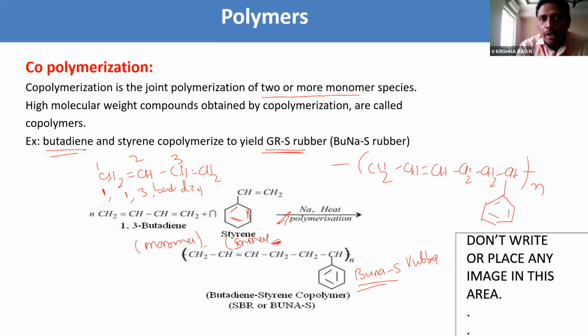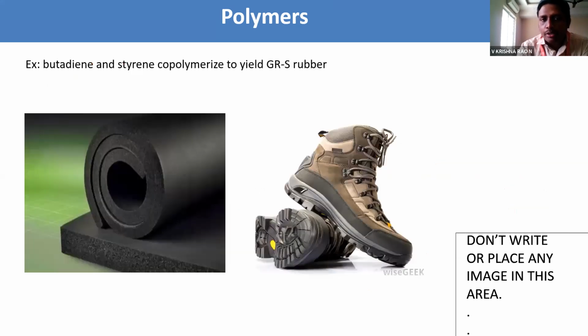It is prepared by the joint polymerization of two or more monomer species. These high molecular weight compounds obtained by copolymerization are called copolymers. Butadiene and styrene copolymerize to yield GRS rubber or butyric rubber. Shoes are prepared from this butyric rubber or GRS rubber.